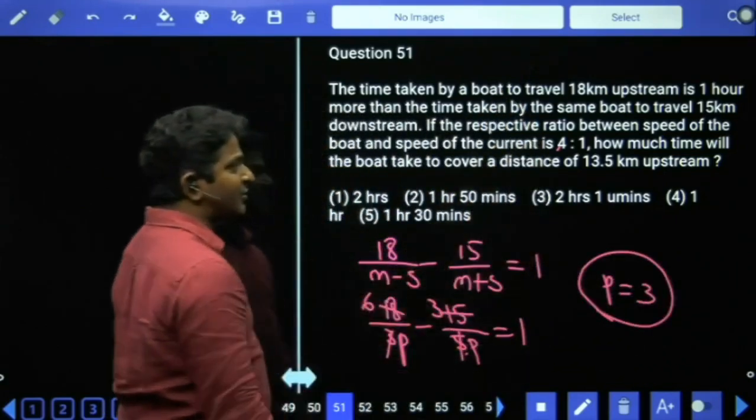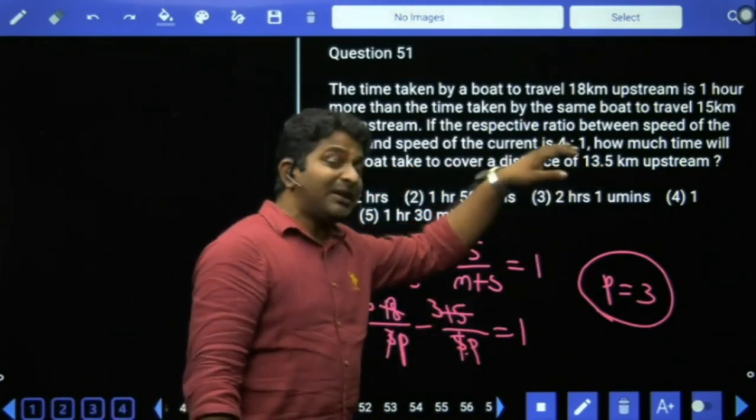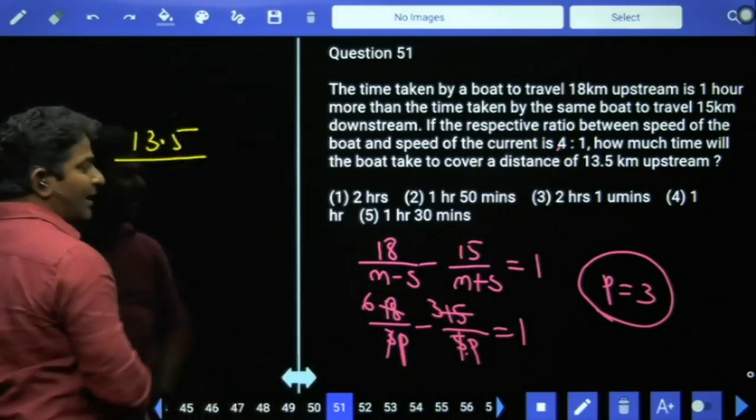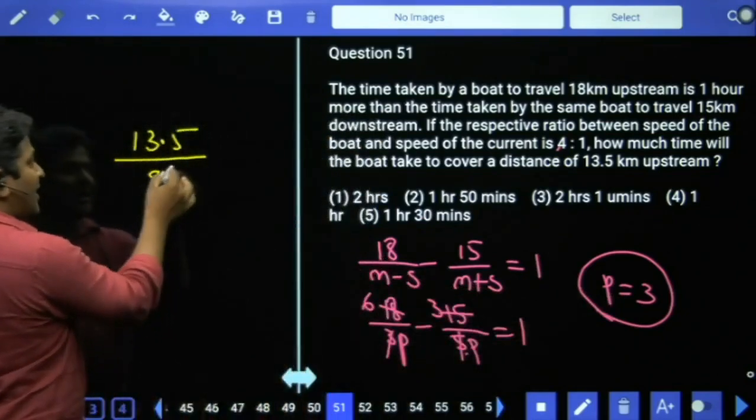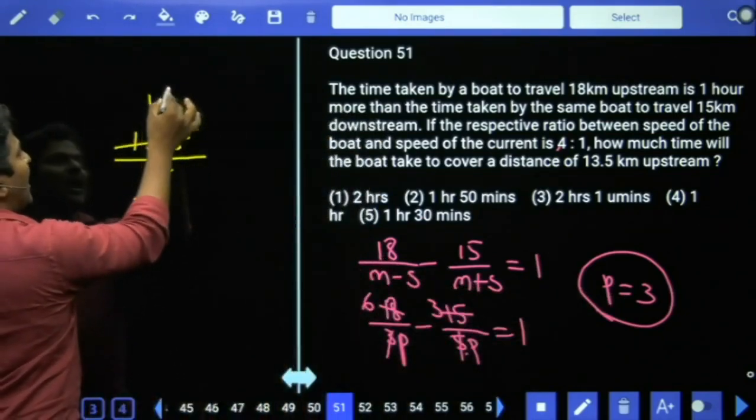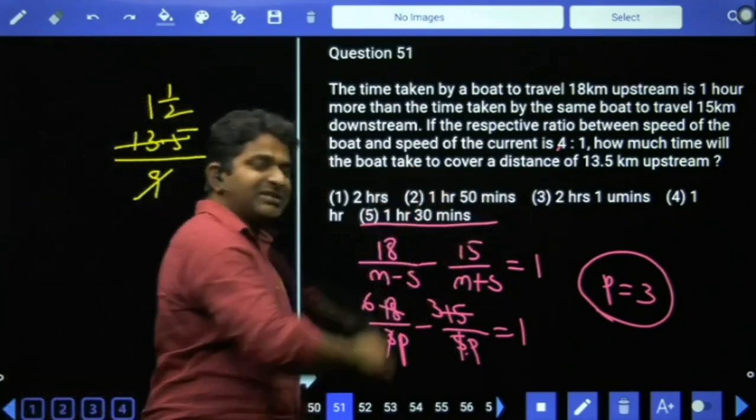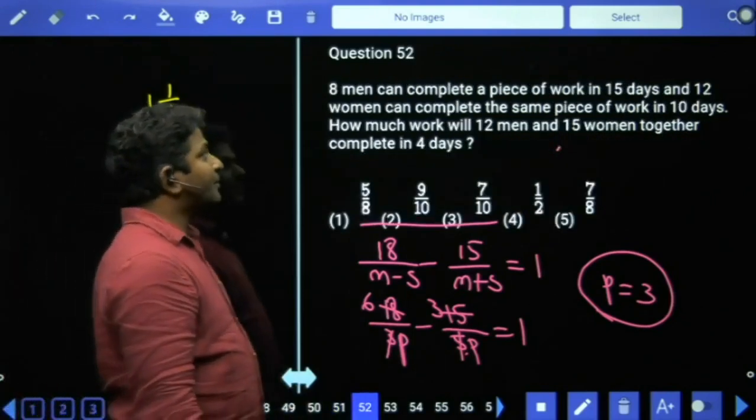Now your question is to identify how much time will the boat take to cover a distance of 13.5 kilometers upstream. So 13.5 divided by upstream speed, which is 3 parts. 3 into 3, 9. 13.5 by 9 is 1.5 hour. 1.5 hour, 1 hour 30 minutes is our answer.